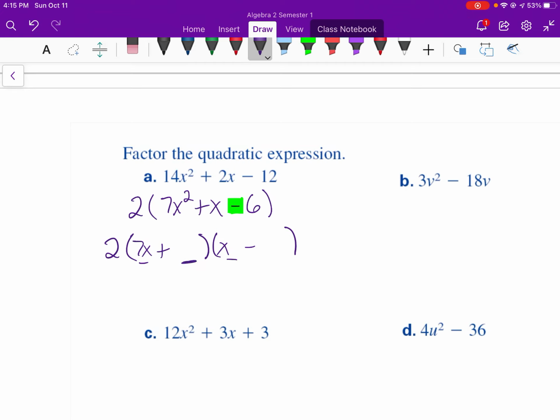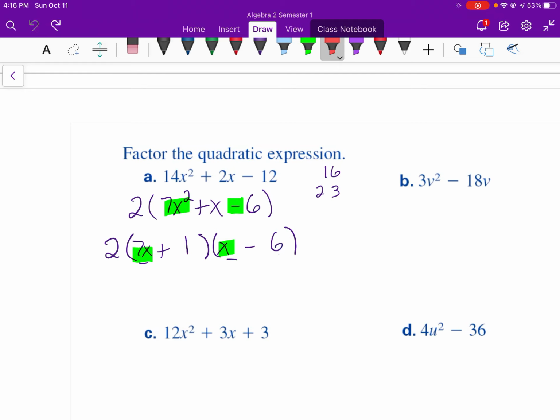Now, these next terms here have to multiply and get 6. The options there are 1 and 6 or 2 and 3. Let's just start with 1 and 6. From there, we're going to check to see if it is correct. When I multiply these two things, I will get that 7x squared. When I multiply these two, I get that negative 6. It's just a matter of that middle term now.